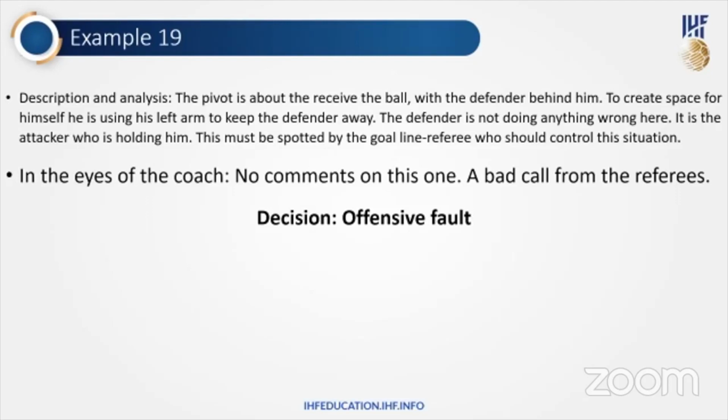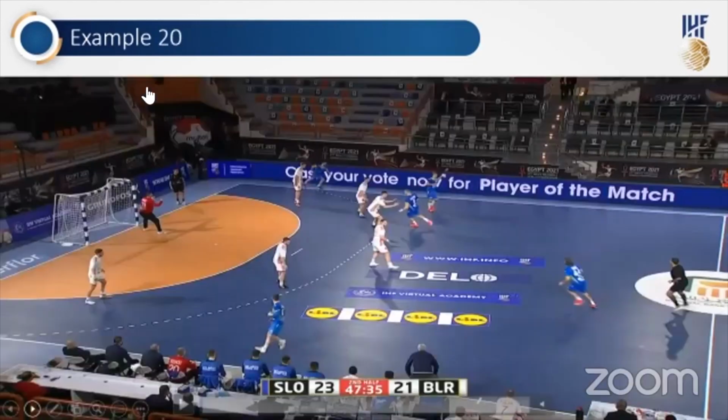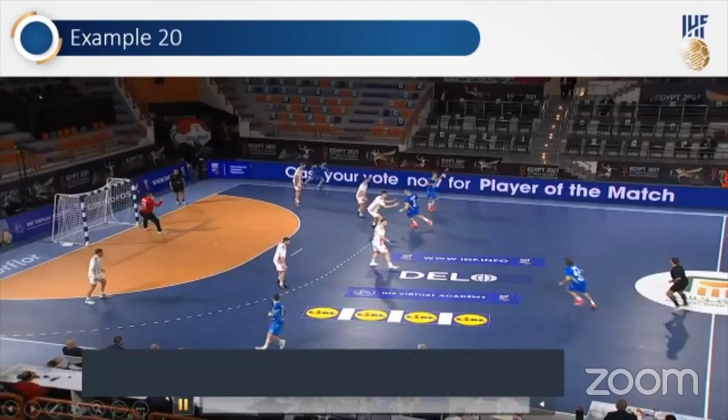And here also Michael has written in his comments, no comments on this one. This is an offensive foul. It's not a free throw for the attacker. Next one, a little bit more complicated.